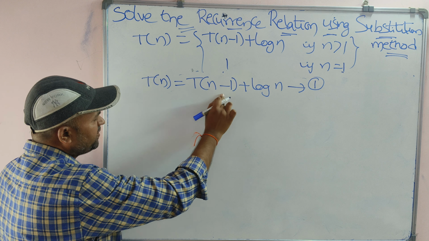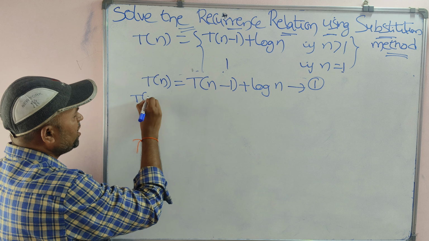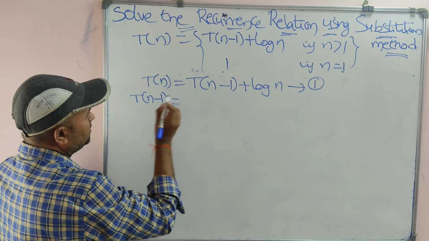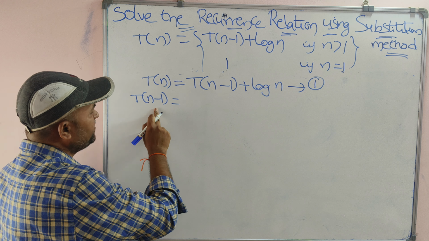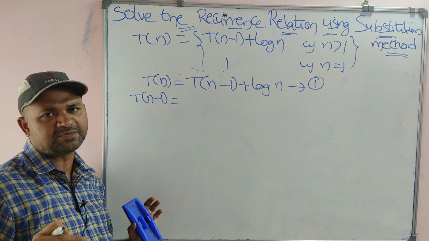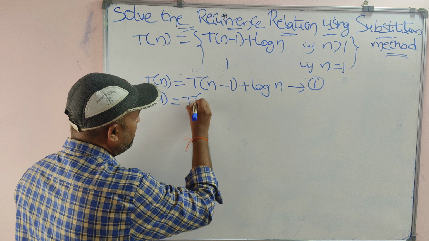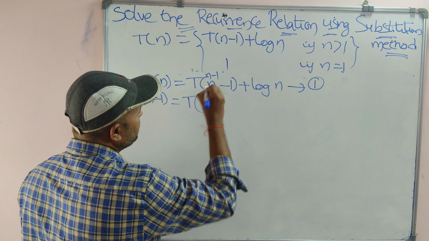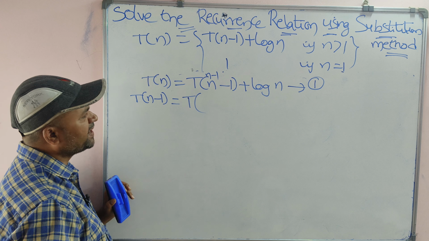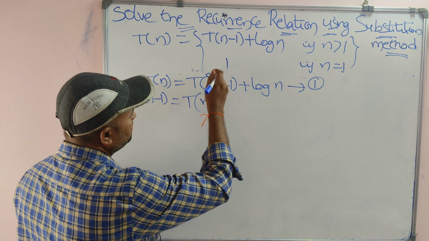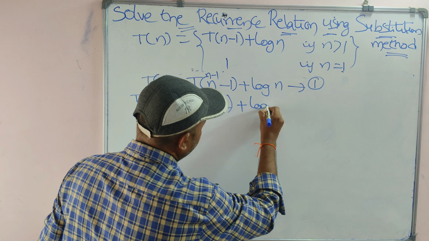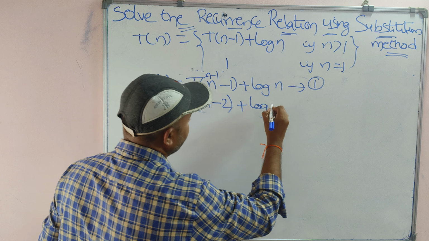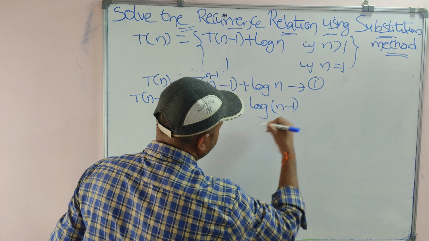Next, here we have T(n-1). So derive the T(n-1) formula. Here we already know what is T(n). So in order to get T(n-1), in place of n, substitute n-1. So T of, in place of n, substitute n-1. So n-1 means n-2, plus log, in place of n, substitute n-1. So log of n-1.